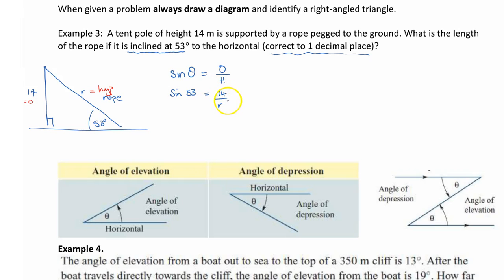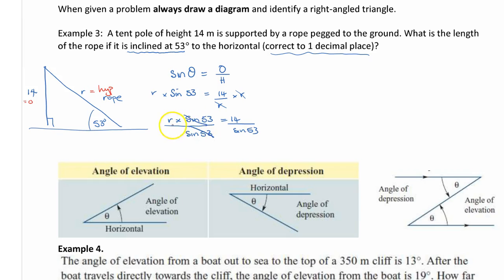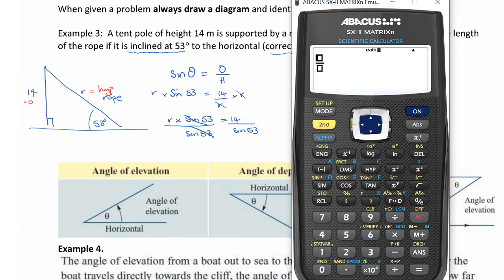Thinking algebraically now, to get that R by itself, I want it out of there. I would multiply both sides by R, and that gets it at least out of the denominator. But I can see with R times this number, sine 53, just the number, is equal to 14, that to get the R by itself, that's what I'm solving for. Keep focusing on what you're solving. I would need to divide by sine of 53. So you can see that then our calculation becomes, to get R is a fraction, 14 divided by sine 53.